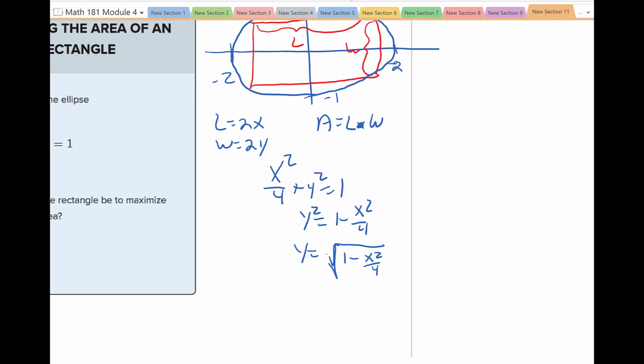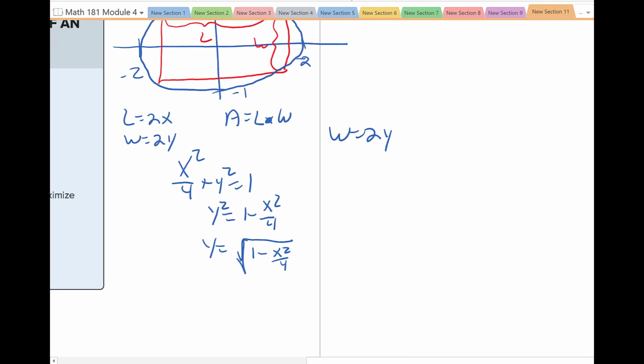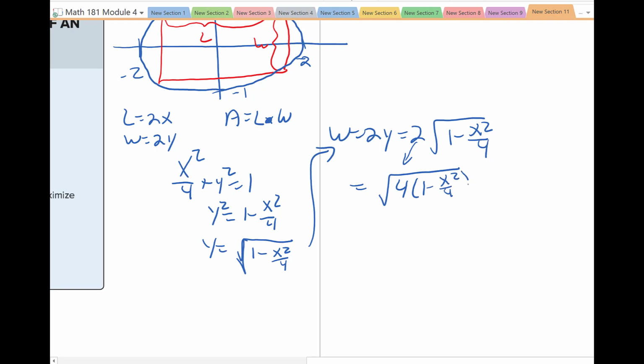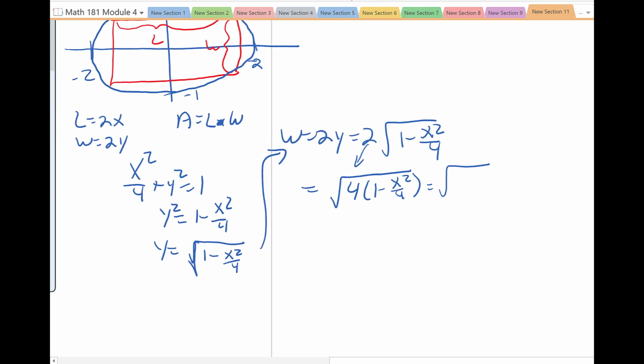And if you recall, we have the width here. Width equals 2y. So that's going to be 2 times the square root of 1 minus x squared over 4. To make this not look so bad, what if we brought that 2 inside? By bringing this 2 inside, it becomes a 4, because the square root of 4 is 2, or 2 squared is 4. So 4 times 1 minus x squared over 4, which is the square root of 4 minus x squared. This allows us to relate x to y, or y to x.